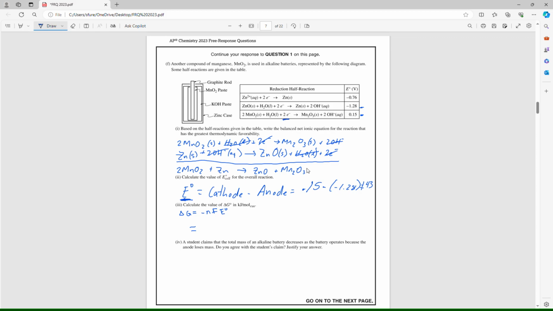2 moles of electrons are transferred. So n is 2. Faraday's constant is 96,485. And our E naught was calculated in part 2. It was 1.43. This will give us an answer in joules. We want it to be in kilojoules, so we're just going to divide by 1,000. That gives us negative 276 kilojoules per mole reaction.